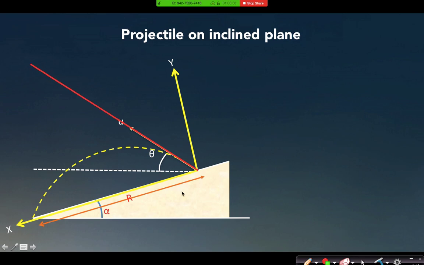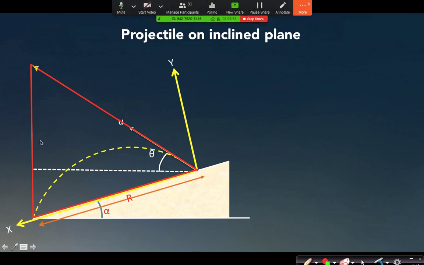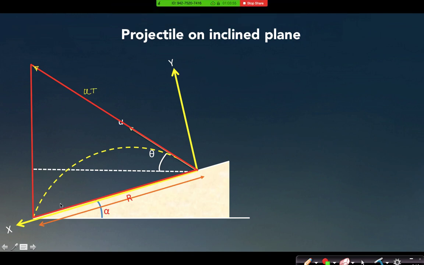In which direction will the gt vector lie? Directly vertically downward. It is a gt vector, and their resultant lies along the inclined plane, which is the r vector. You will see this triangle, which I have drawn in red color. So this is the ut vector, this is the half gt square vector, and that is the range.